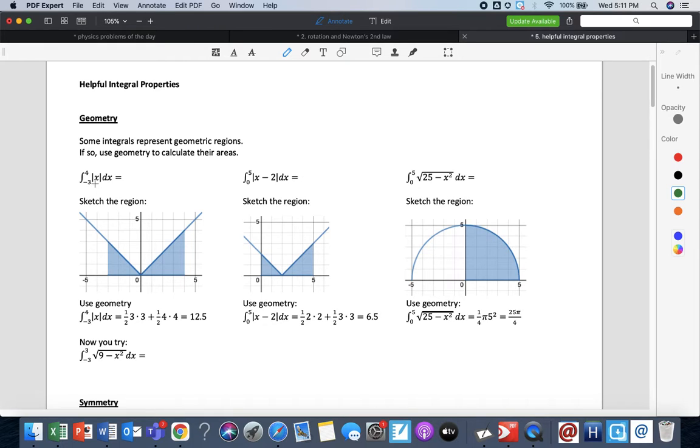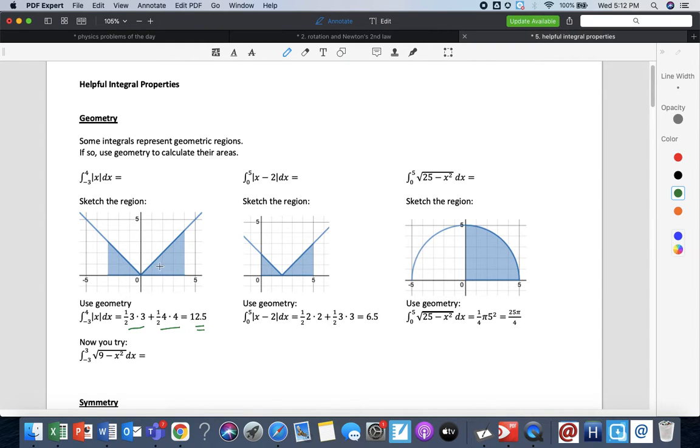So if you want to integrate the absolute value of x from -3 to 4, you can think about using geometry. This triangle is a 3 by 3 triangle, so its area is 1/2 3 times 3. That triangle is also a right triangle. Its dimensions are 4 by 4. So its area is 1/2 4 times 4, and the grand total is 12.5. So we didn't have to get an antiderivative here.